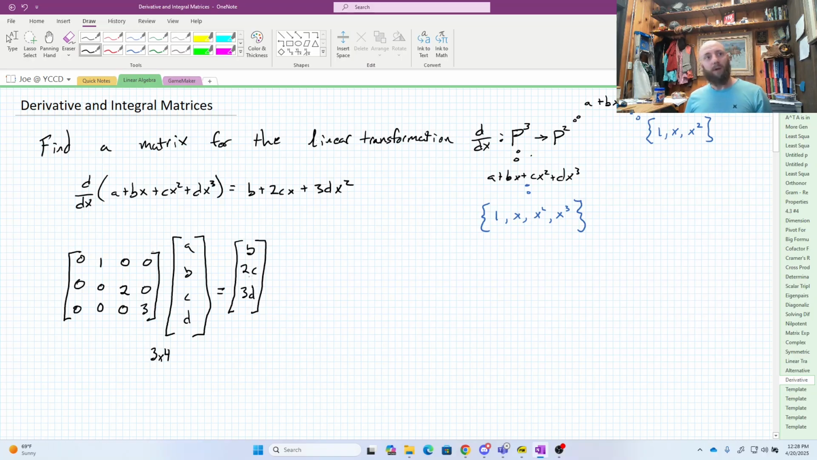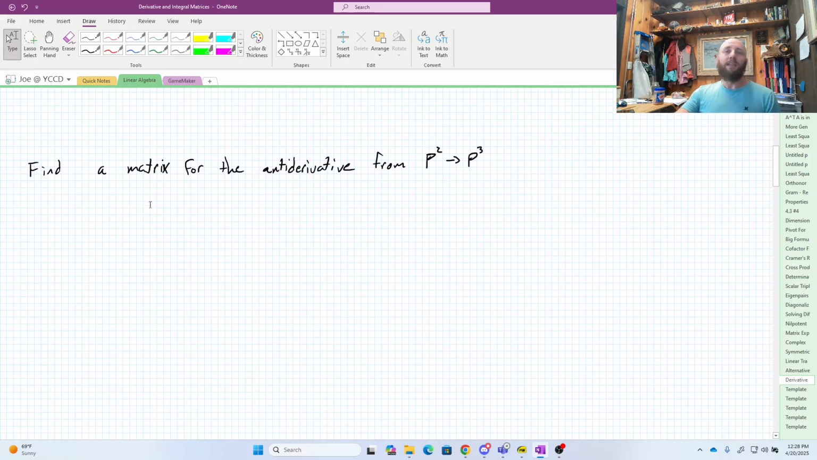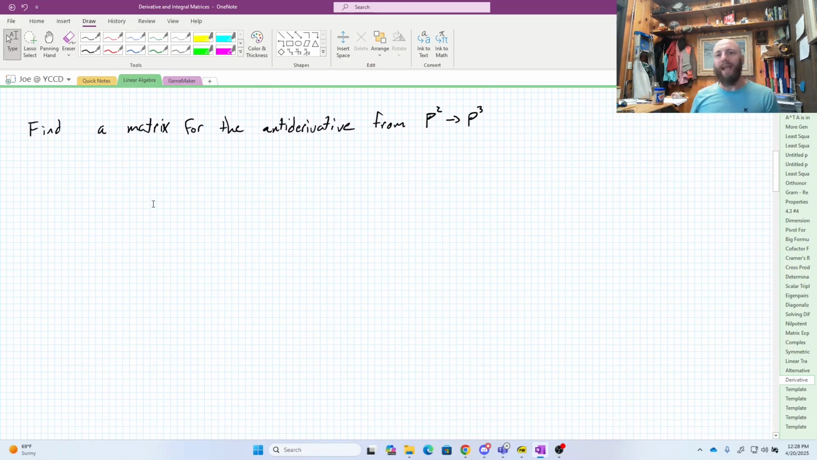Okay, so that's my 3 by 4 matrix that describes the derivative here. Now, let's move on to a slightly different thing. Let's find a matrix for the antiderivative from P2 to P3. Again, I'm going to use those same bases, right?